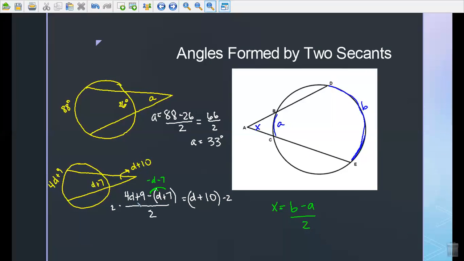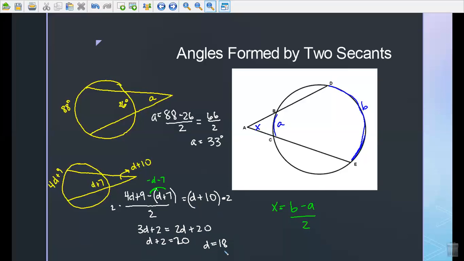All right, so 4D minus D is 3D. 9 minus 7 is 2. And then 2 times 2D plus 10 is 2D plus 20. All right, I'm going to subtract my 2D over, so I get D plus 2 equals 20. Subtract the 2, and we get that D equals 18.